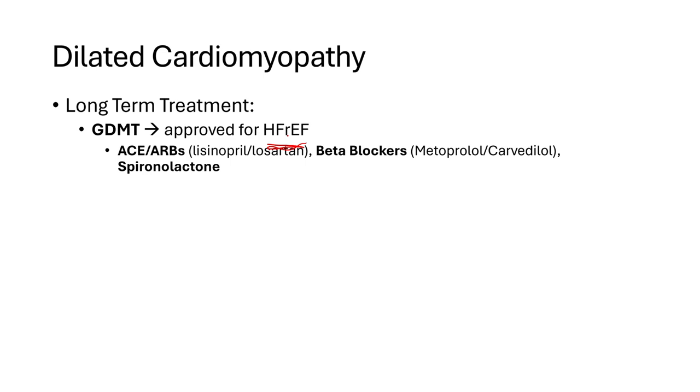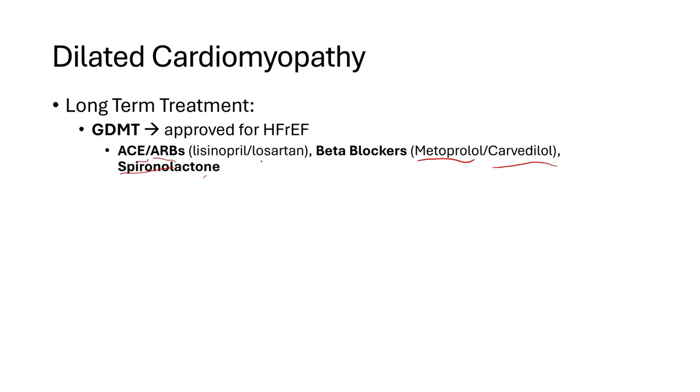The first 3, and the first 3 that we typically start with, are going to be your ACEs or your ARBs. Typically, we do not give these together as they increase the risk for angioedema and side effects. These can be lisinopril, losartan, etc. Beta blockers, the only 2 beta blockers that are typically used in America are going to be metoprolol and carvedilol. And then, of course, spironolactone as well.